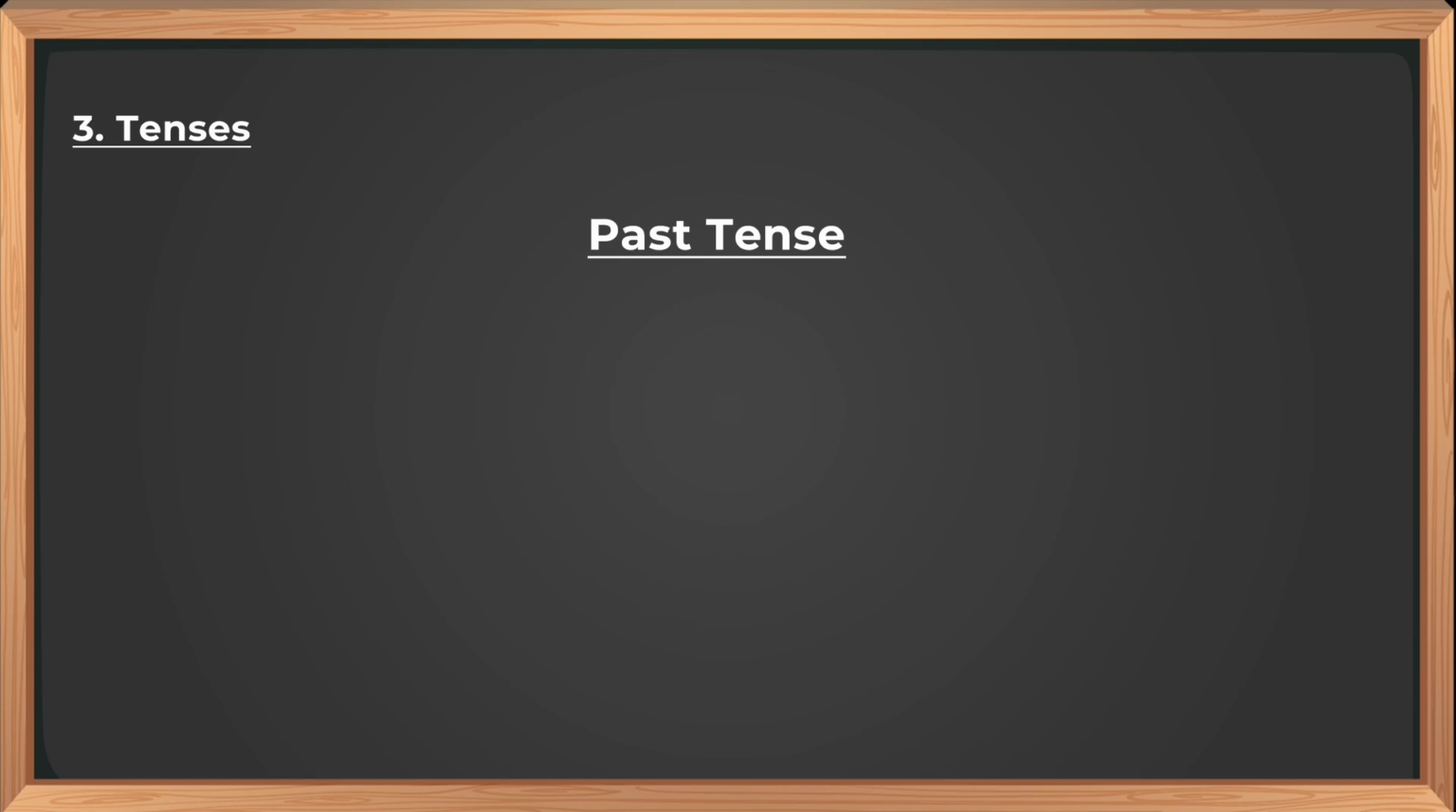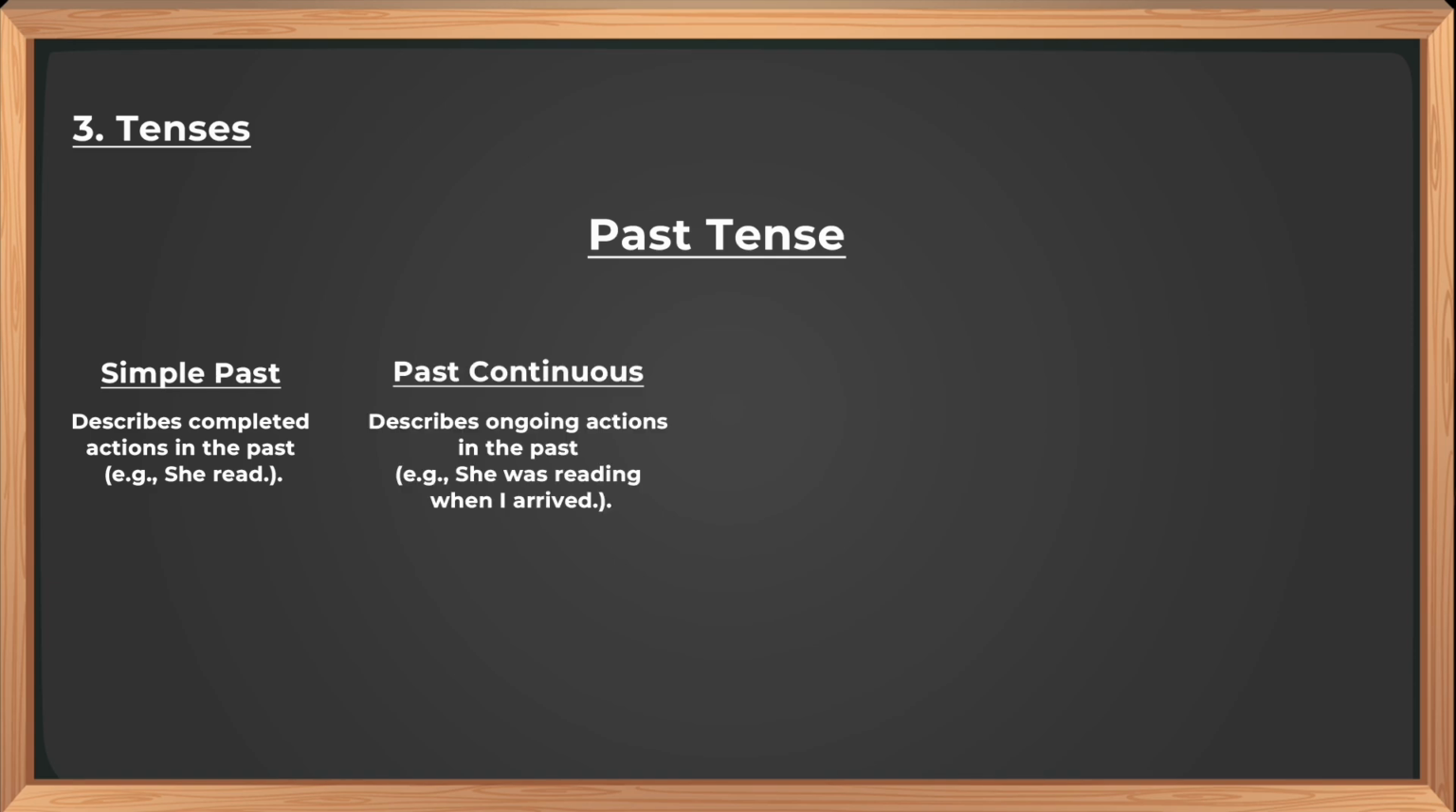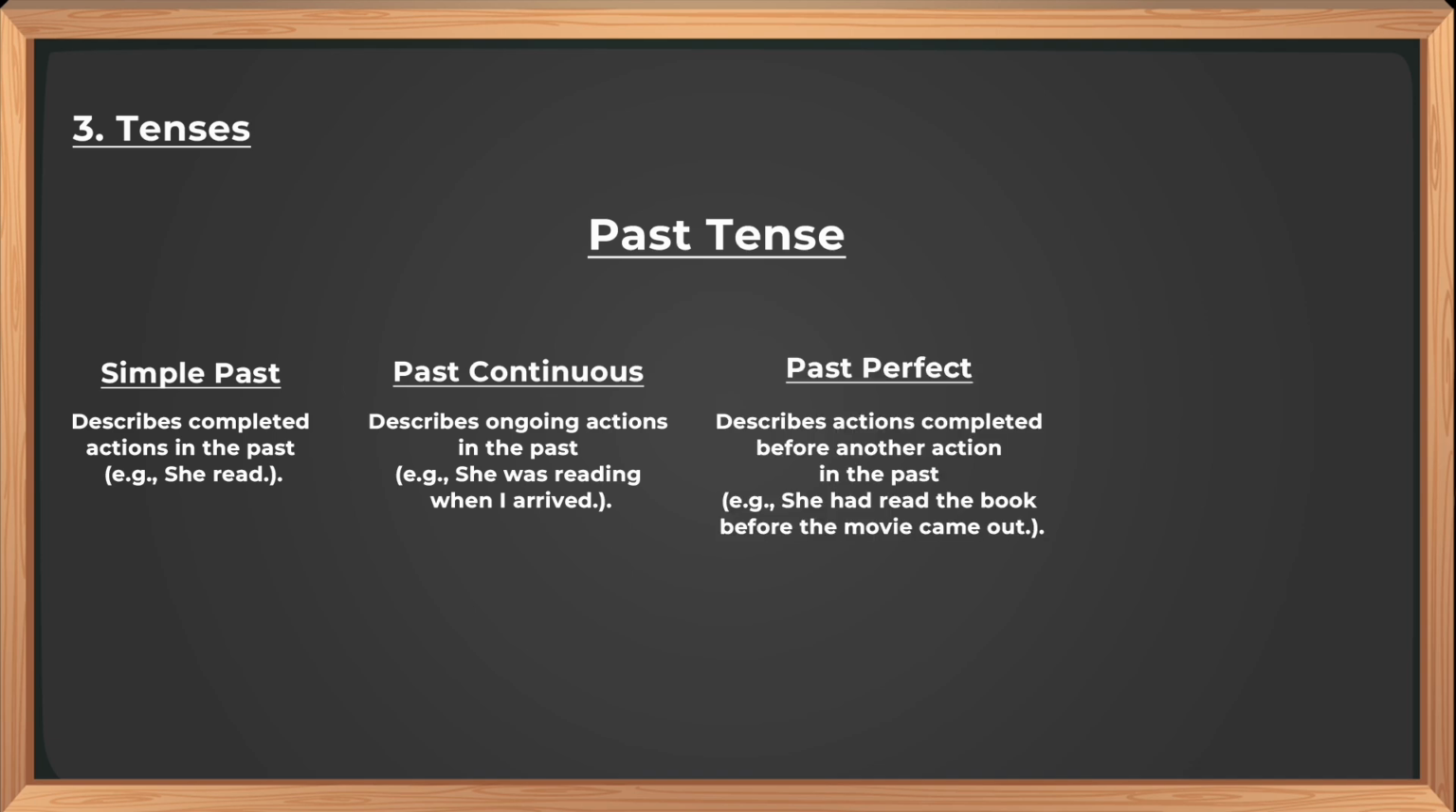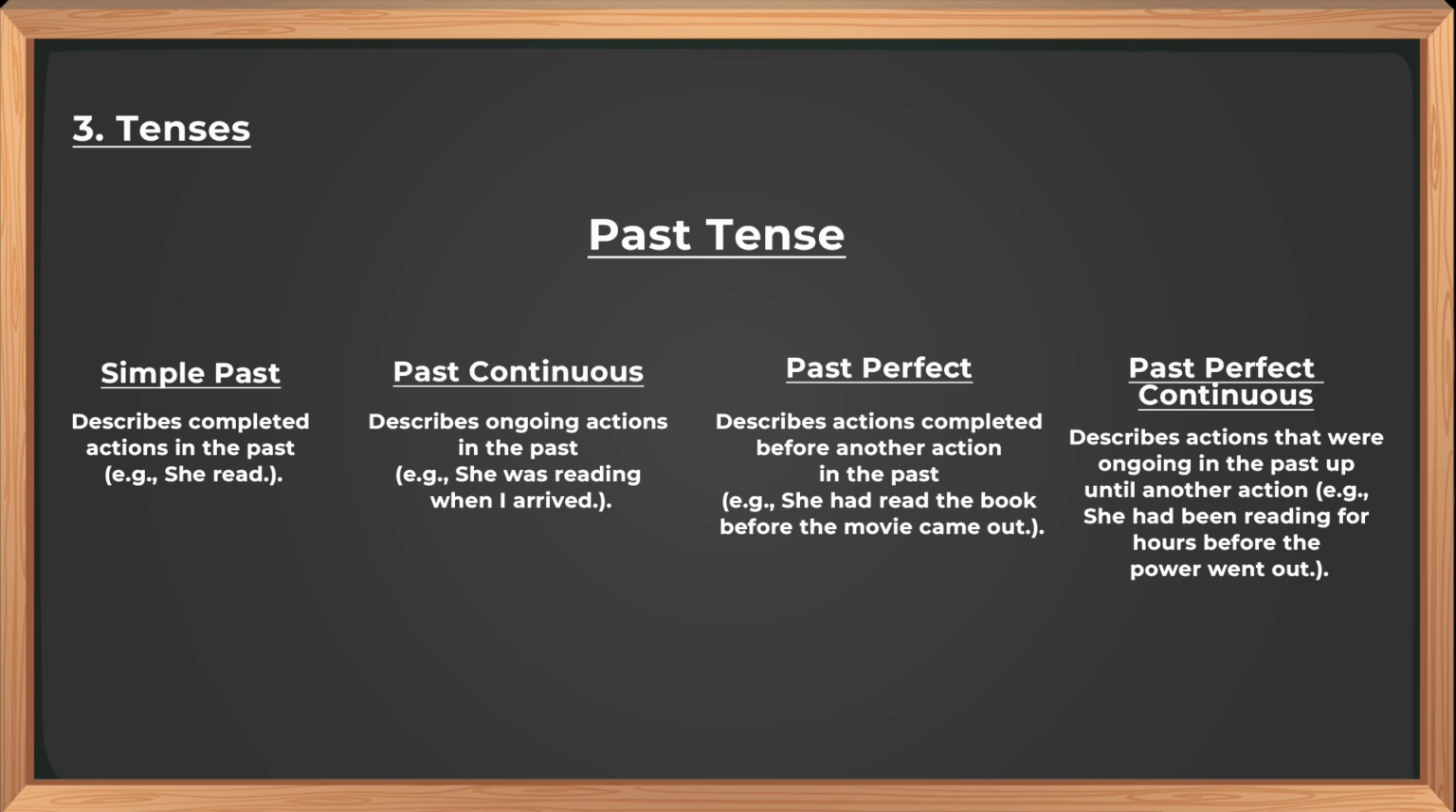Past tense. Simple past describes completed actions in the past. Example: she read. Past continuous describes ongoing actions in the past. Example: she was reading when I arrived. Past perfect describes actions completed before another action in the past. Example: she had read the book before the movie came out. Past perfect continuous describes actions that were ongoing in the past up until another action. Example: she had been reading for hours before the power went out.